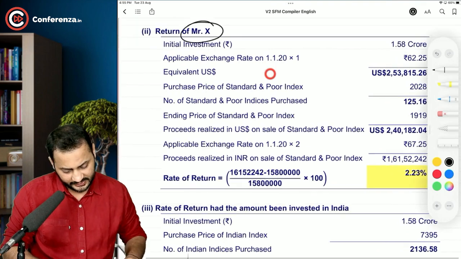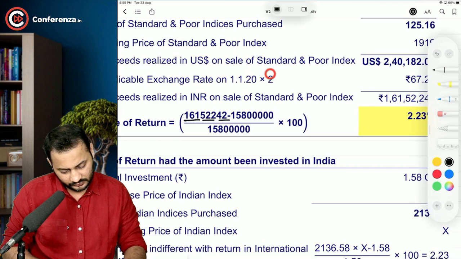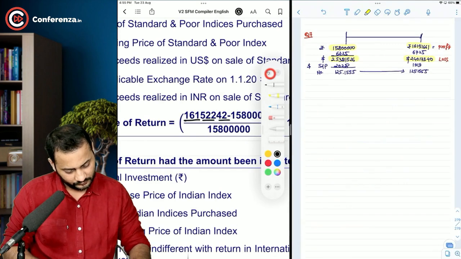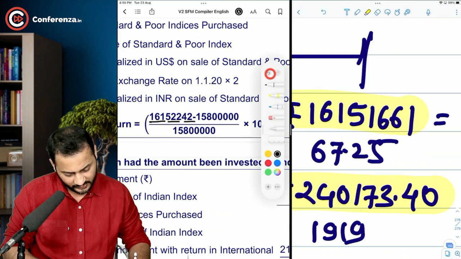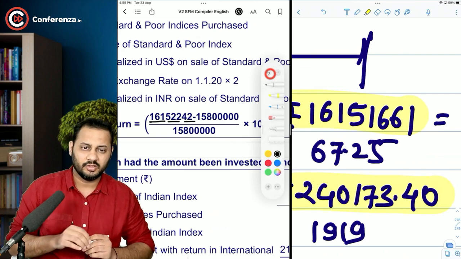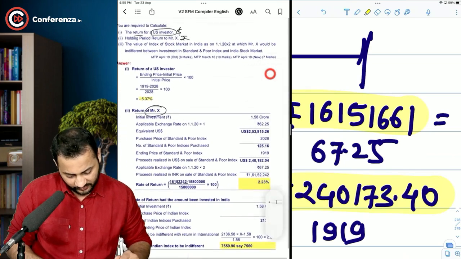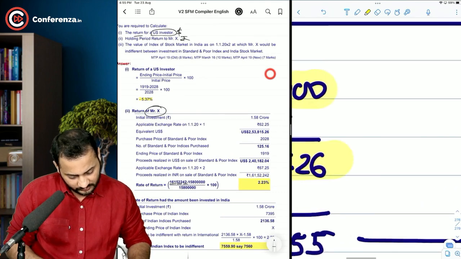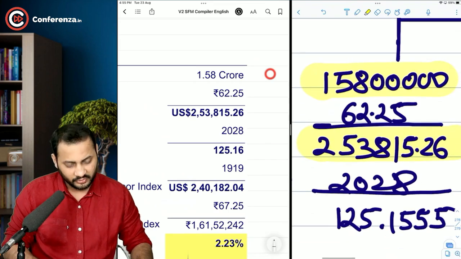So return for Mr. X, you can see 161,522.42. See, 1615, 1661, 2242. That might be because that's just around 600 rupees of the difference because of, I think, rounding off. That's some rounding difference, because you can clearly see the calculations are correct. We'll see where we have gone wrong.